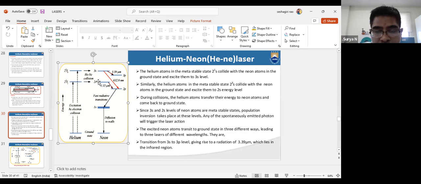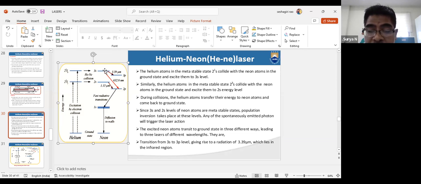Since the 3s and 2s levels of neon atoms are metastable states, population inversion takes place at these levels. Any spontaneously emitted photon will trigger the lasing action. The 3s level atom will give lasing action around 3.39 micrometers. But the transition of the metastable state occurring between 3s to 2p will give the maximum lasing action.